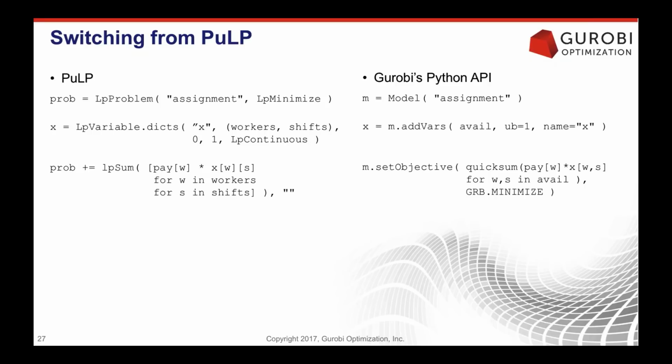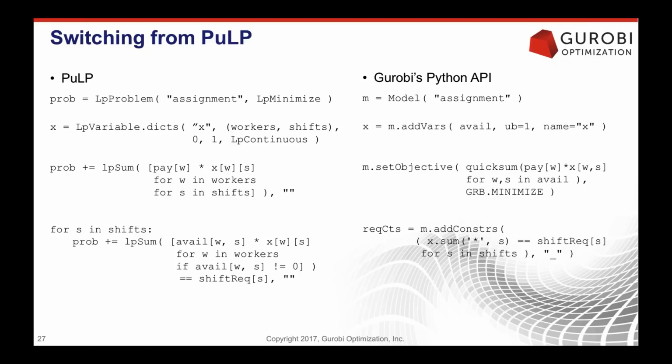But if you look at the actual call to set objective in Gurobi and in the LP sum call for pulp, you can see that they look very, very similar. So the quick sum function of Gurobi and the LP sum function of pulp, they almost do the same. So here we multiply the variables x with some coefficients pay, and we do this for all workers in all shifts. And it is done in almost the same way for pulp and for Gurobi's Python API.